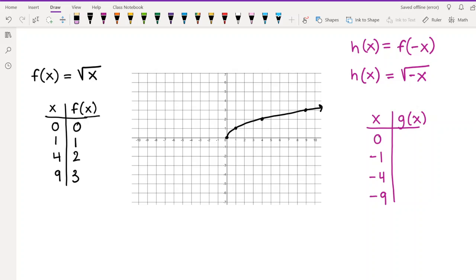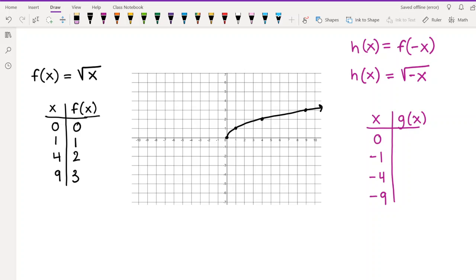And so it's actually okay. It will change which types of numbers we're allowed to plug in. And so that's why you might notice that on the table I made, the inputs are all different, right? On our original table, the inputs were 0, 1, 4, and 9. On this one, I put 0, -1, -4, and -9. And so why did I do that?